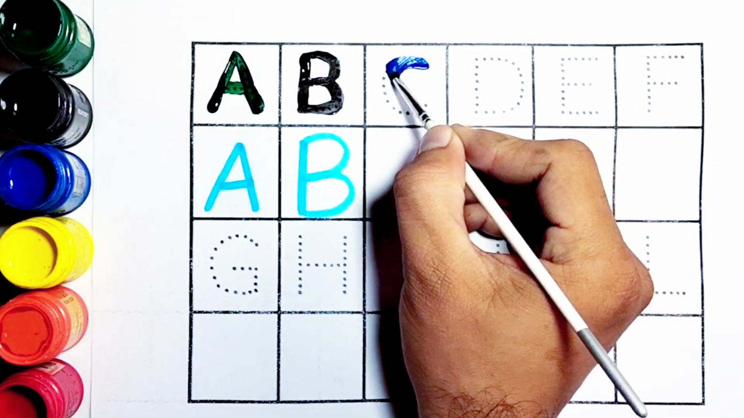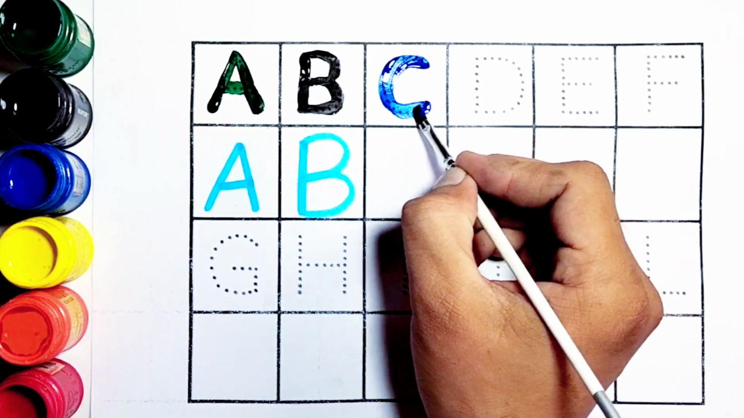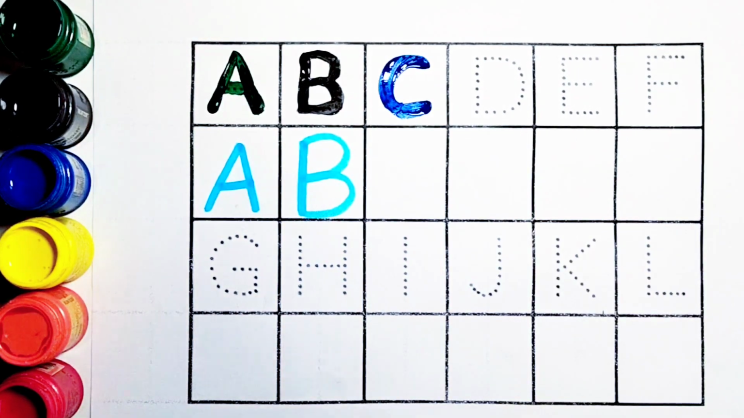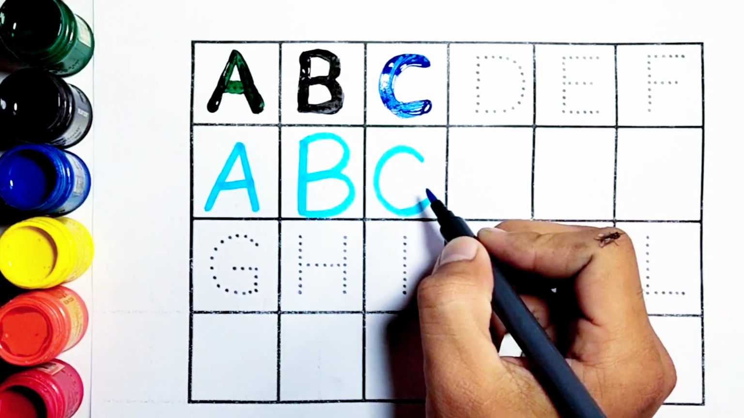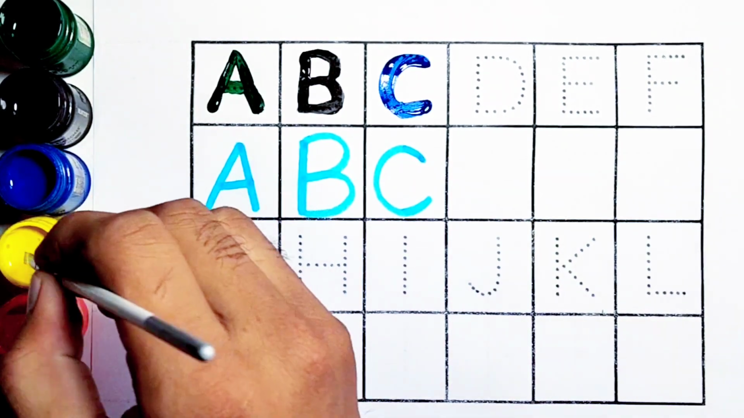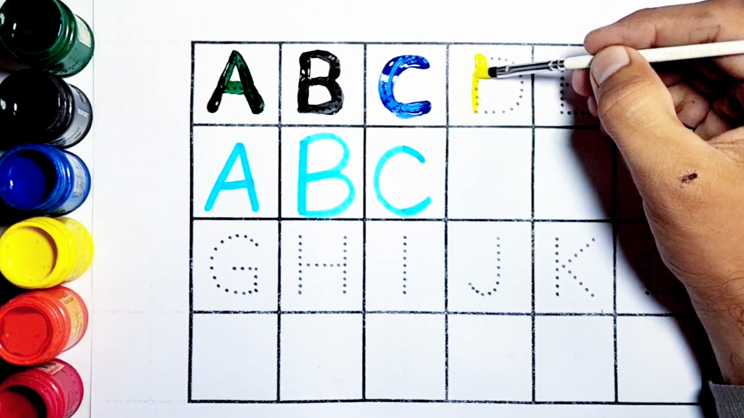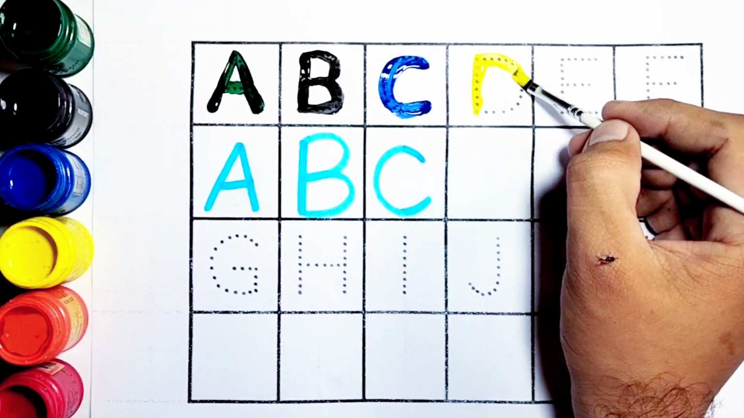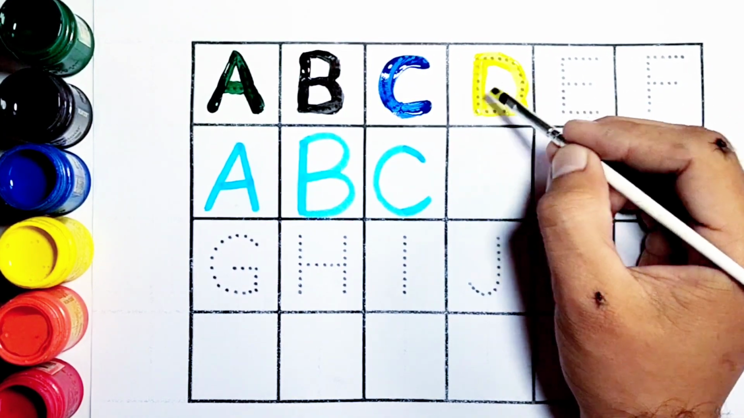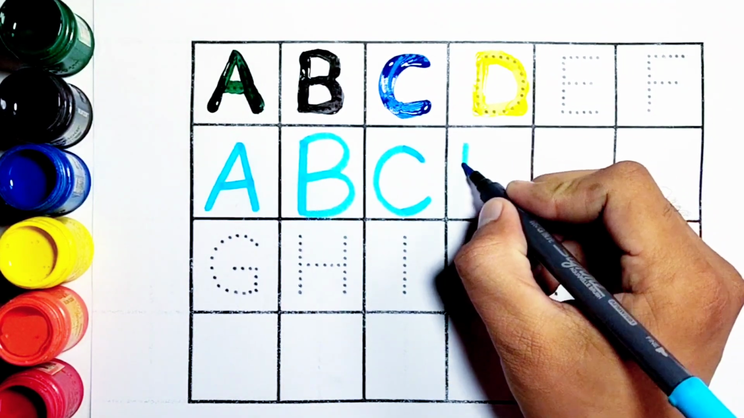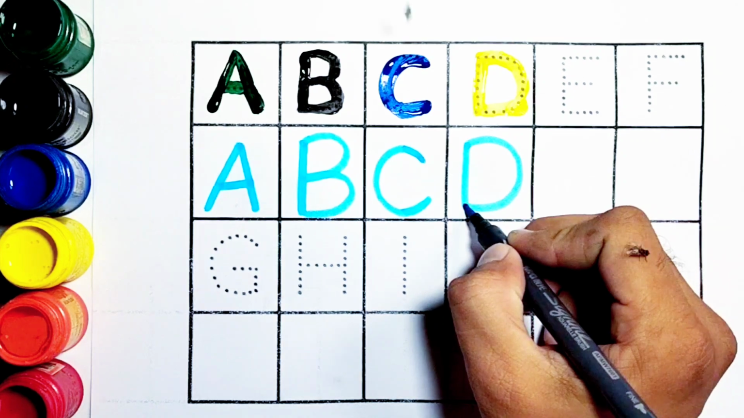ये है C for car. ये है हमारा C for cake. ये है D for dog. D for doll, ये है D for doll.